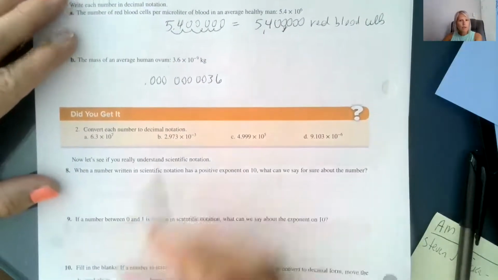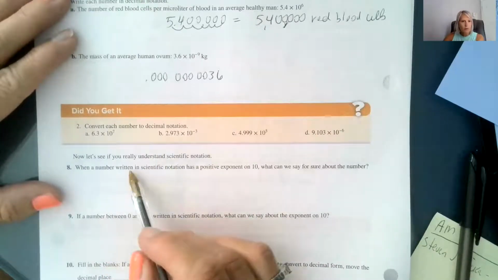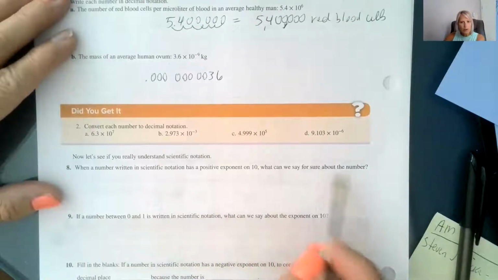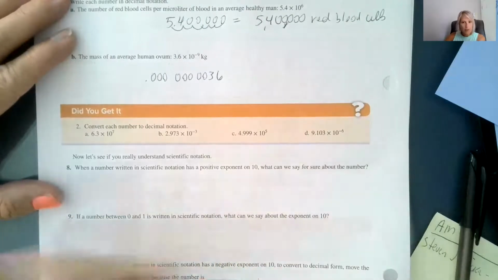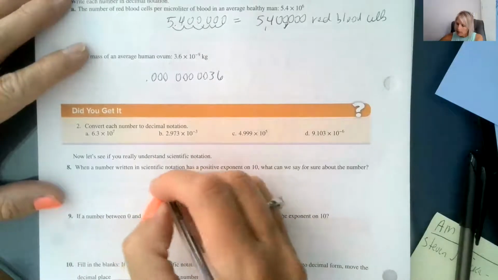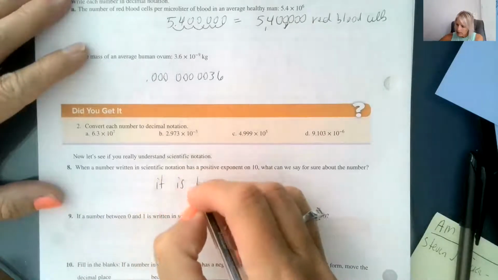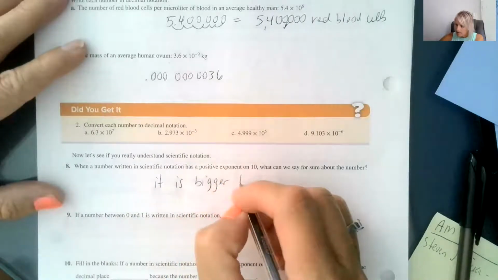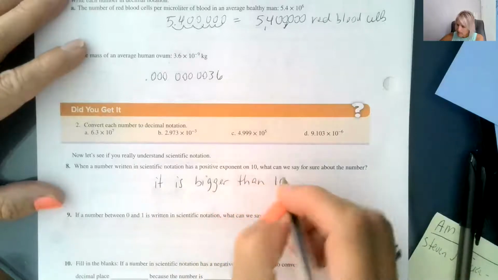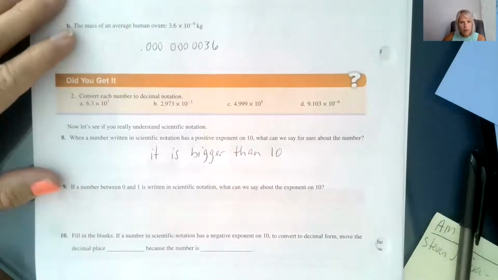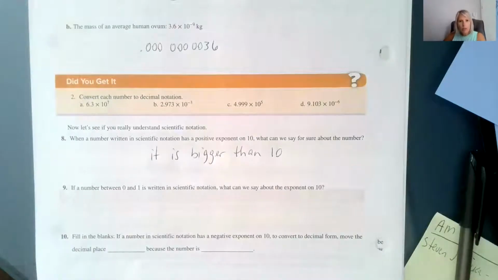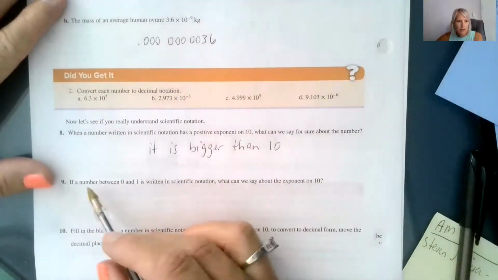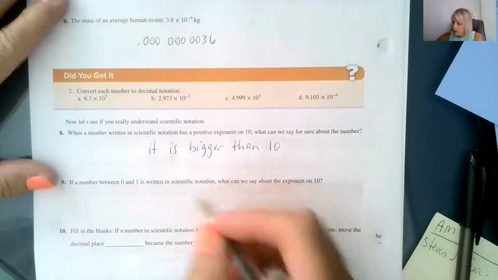So it says, now let's see if you really understand scientific notation. When a number written in scientific notation has a positive exponent on 10, what can we say for sure about the number? If it's a positive exponent, we can say for sure it's bigger than 1. It's bigger than 10 even if it's multiplied by 10. If a number between 0 and 1 is written in scientific notation, what can we say about the exponent on 10? So if it's written between 0 and 1, the exponent on 10 will be negative.